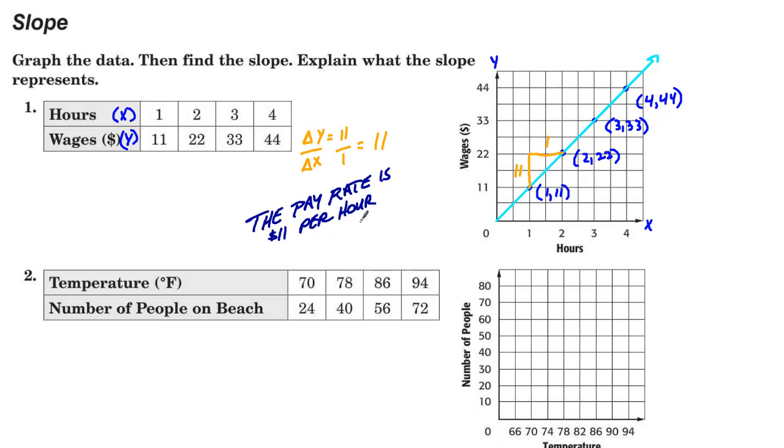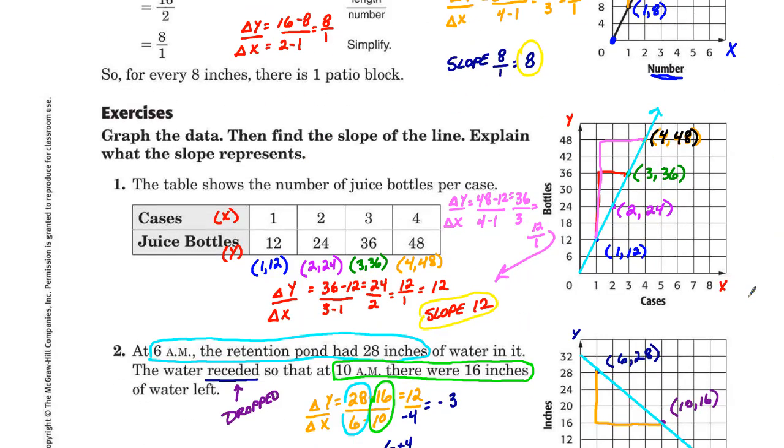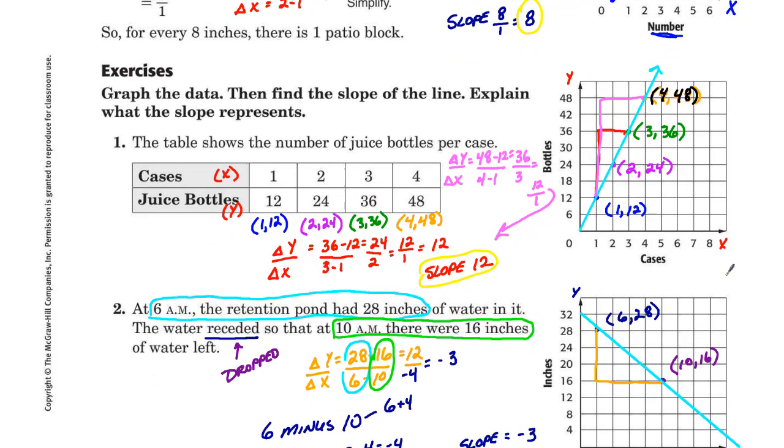In fact, we should go back. I was not consistent about that. Let's just go back to these two that we did. Our slope of 12 here, what did it show? It showed that there are 12 bottles in each case. Would you go back and write that in so you have it?